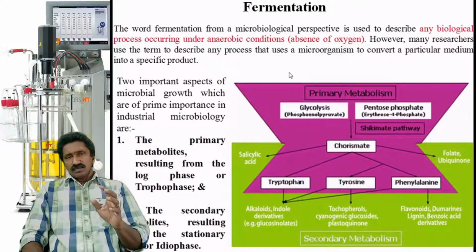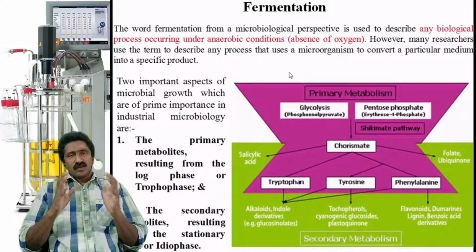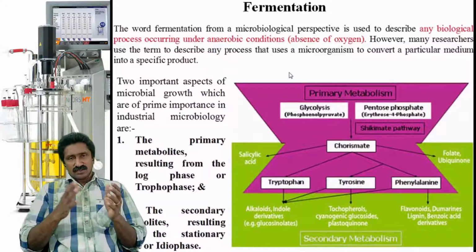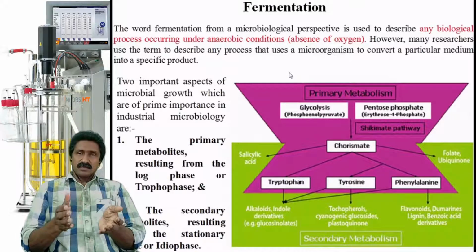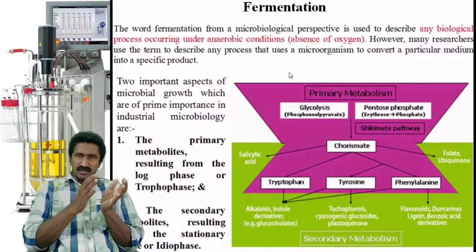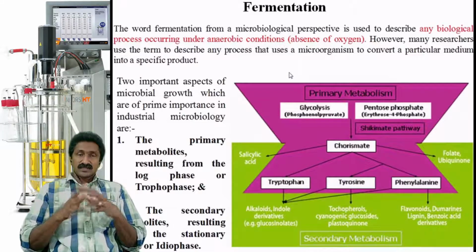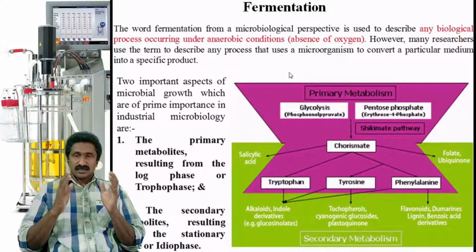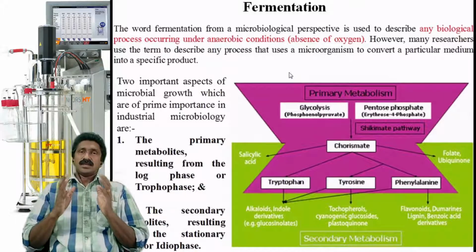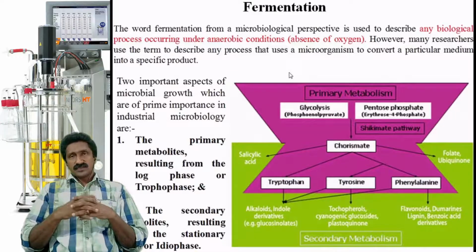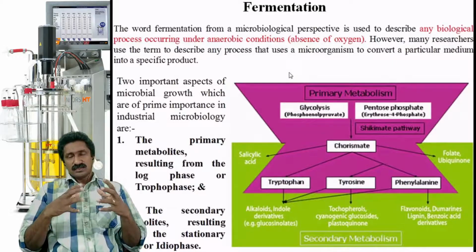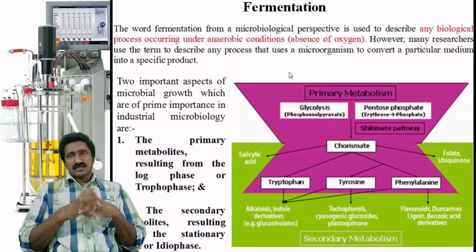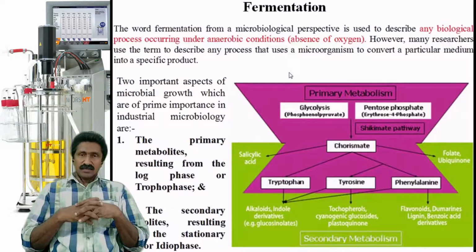The primary metabolites result from the log phase, or trophophase. Trophophase is another term used to describe the log phase. The primary metabolites are produced during the log phase or trophophase, and the secondary metabolites are produced during the stationary phase, which is also known as the idiophase. So that's the basic difference in the production of primary and secondary metabolites.